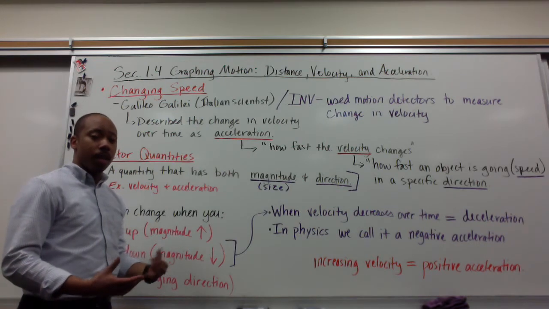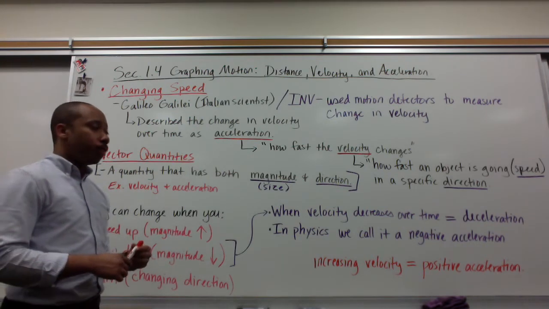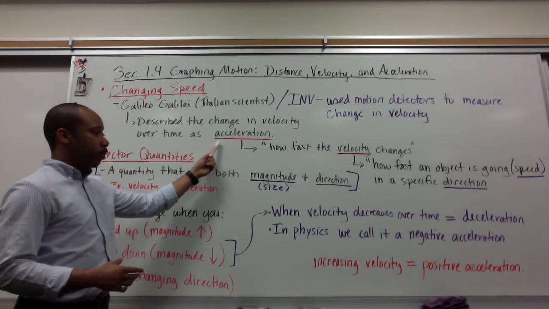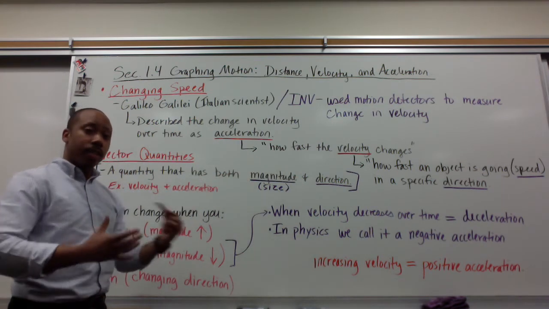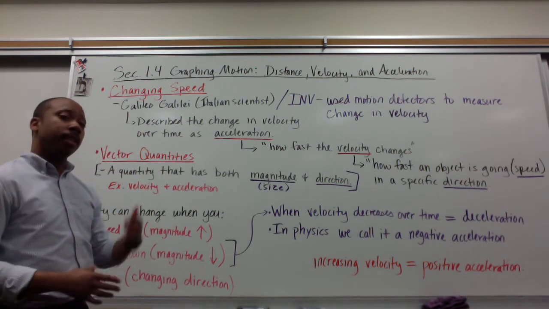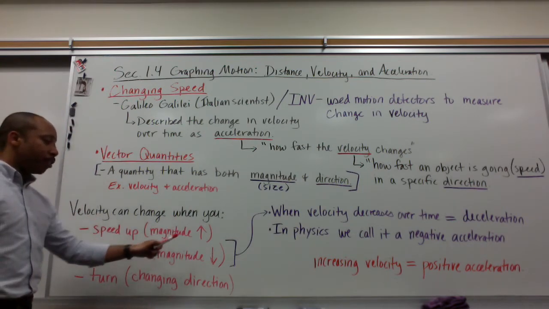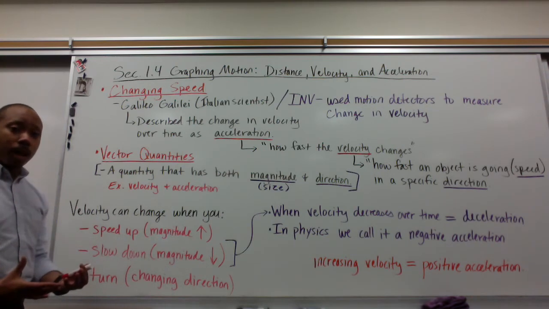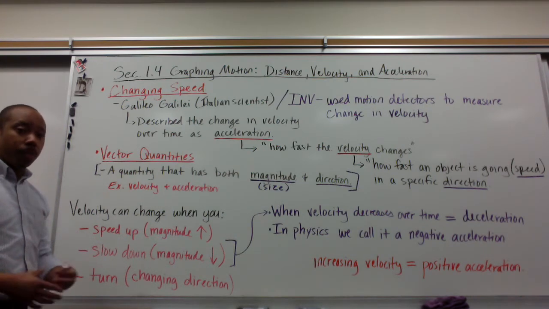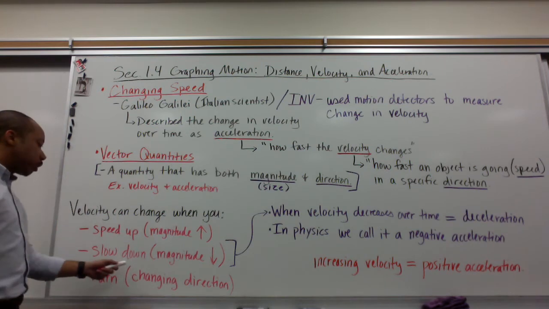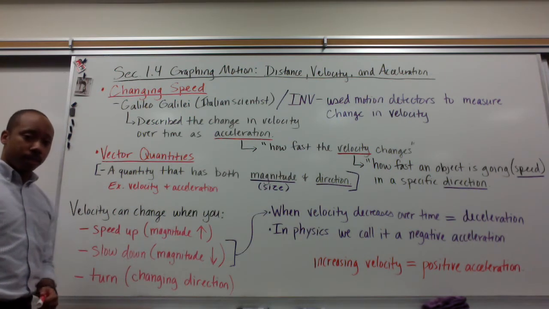as well. Now, we know that in order to define acceleration, you have to talk about velocity, and velocities can change. When velocities change, accelerations change. Now let's talk about ways in which velocity can change. Velocity can change when you speed up, meaning your magnitude increases. You go from 25 miles per hour to 35 miles per hour. Your magnitude increases. Or you slow down, your magnitude decreases.